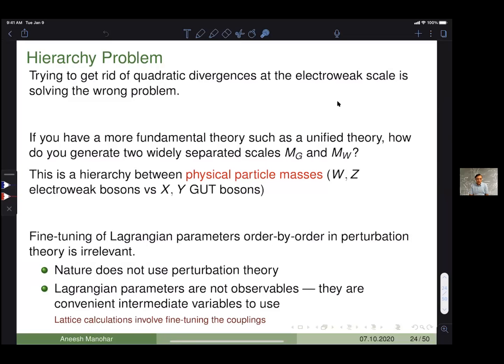And I think this is a totally different problem than figuring out how to construct a theory where you don't have to fine-tune parameters of the Lagrangian order by order in perturbation theory and things like that. Nature doesn't use perturbation theory. It doesn't really matter what the Lagrangian parameters are. They're not observables. And even in a lattice calculation, you have to fine-tune the Lagrangian to get to the scaling point so you can do calculations.